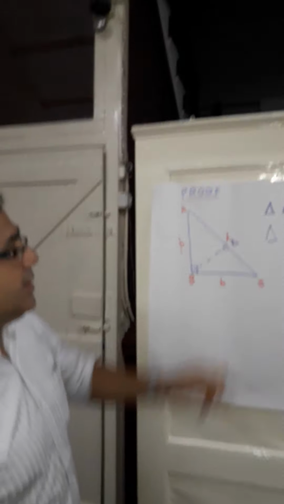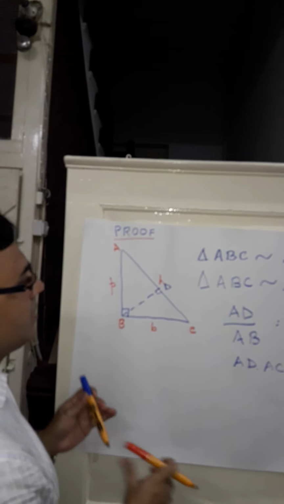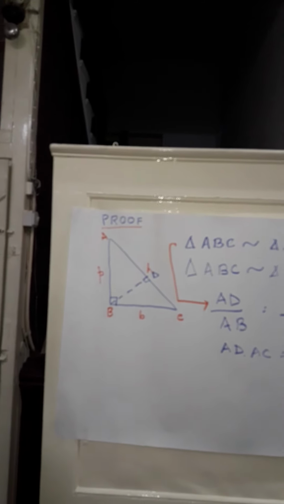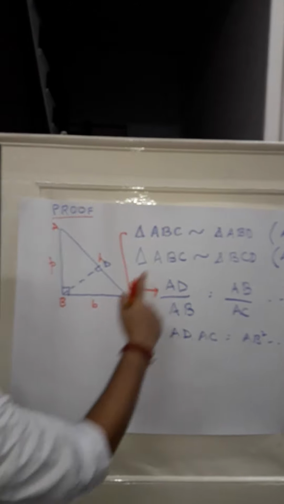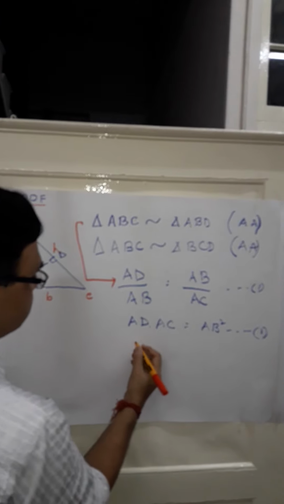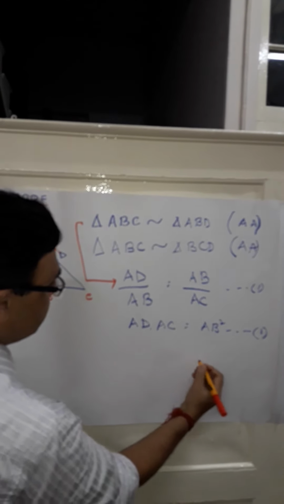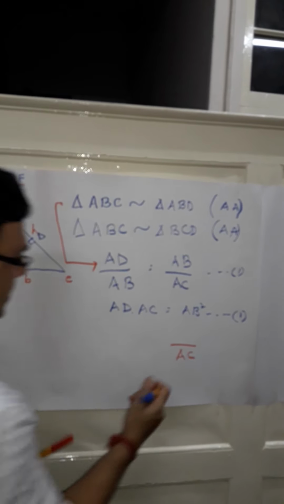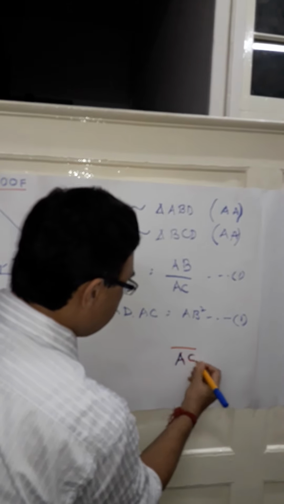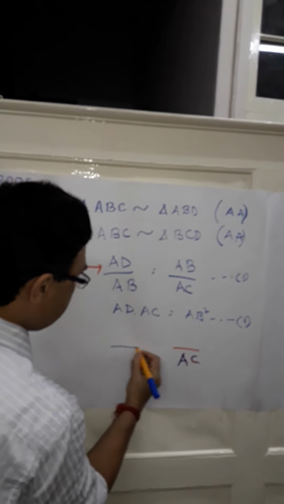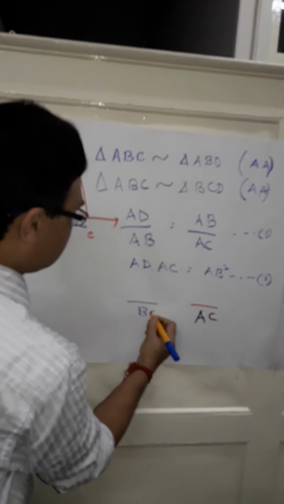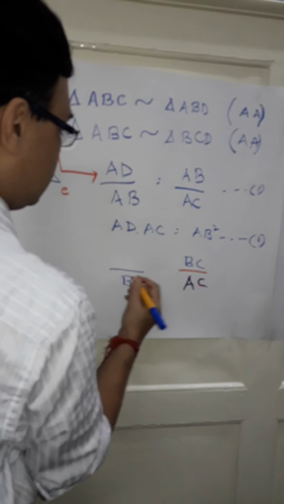Now this we have drawn from the first similarity. Now let us draw a similar thing from the second similarity, ABC and BCD. Here what do we get? Here you will have AC, and here you will get AC, BC.